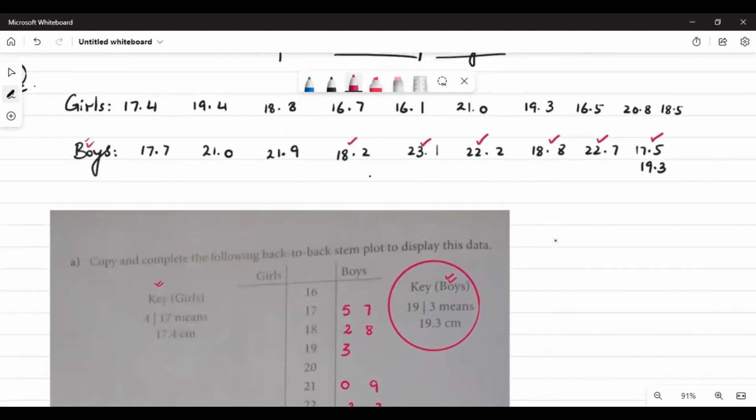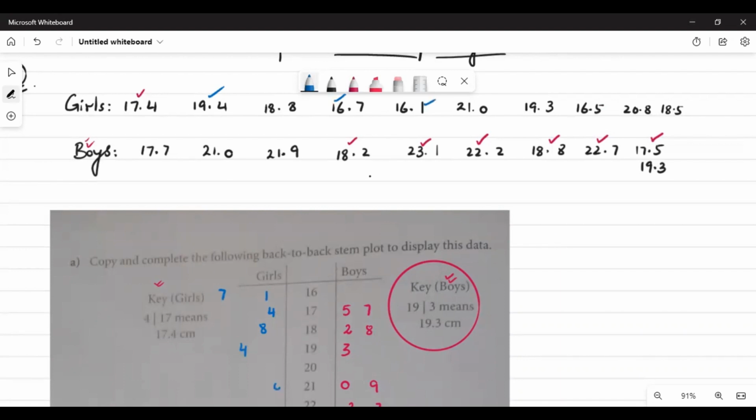The girls' data is, it is written 17.4 at the beginning. So 17.4 means the 17 here and the 4 must be here. Clear? Then 19.4, 19 here and 4 I can write here. Then 18.8, 18 here and 8 is here. 16.7, 16 here and 7 here. 16.1, it is nearest to that.